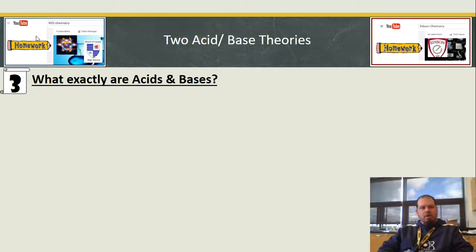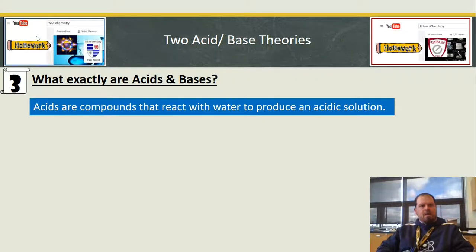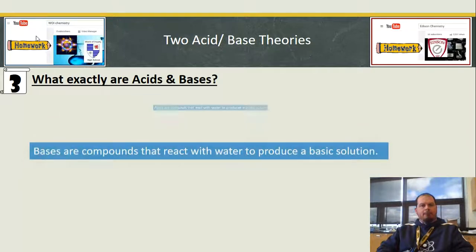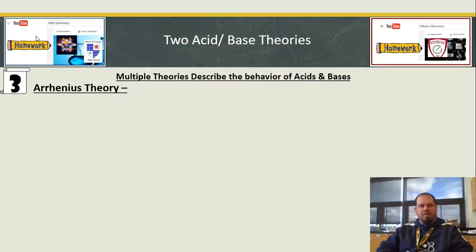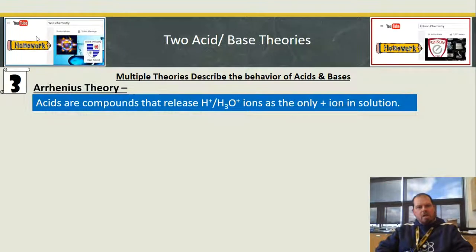First, what on earth are acids and bases? All acids are compounds that react with water to produce an acidic solution. Bases are compounds that react with water to produce basic solutions. So we are going to be dealing with solutions. We are going to be dealing with molarity. It's kind of like solutions part 2, except we're going to deal with very, very specific kinds of solutions.